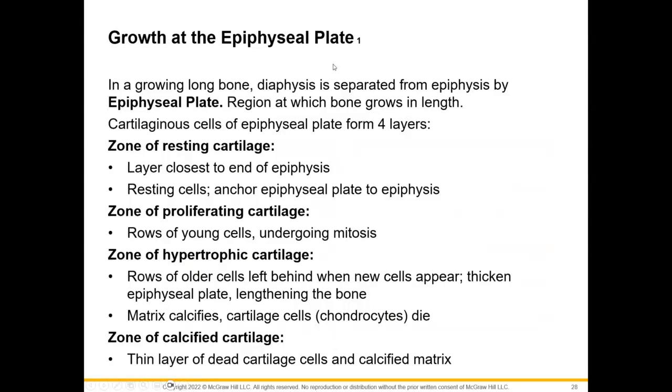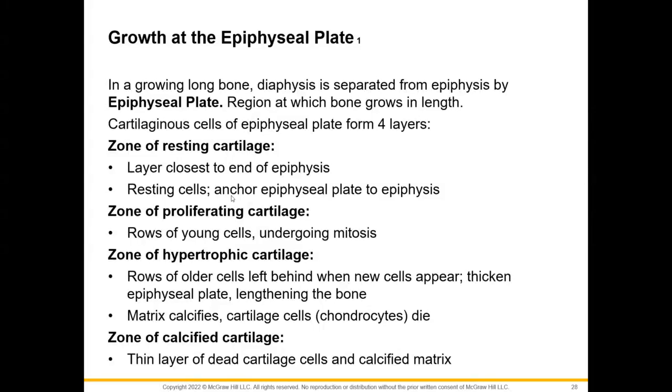Okay, we talked about the epiphyseal plate. This is where long bones lengthen. So in the growing long bone, the diaphysis is separated from the epiphysis by the epiphyseal plate. And this is the region where the bone grows in length. Cartilaginous cells of the epiphyseal plates will form 4 layers. So first you have a zone of resting cartilage. That's a layer closest to the end of the epiphysis.